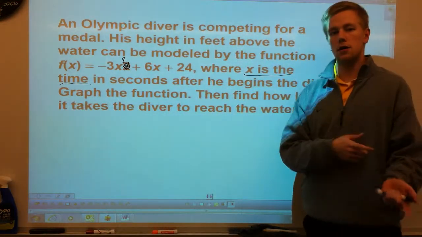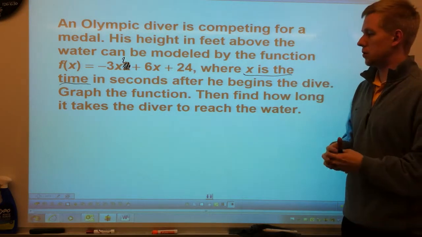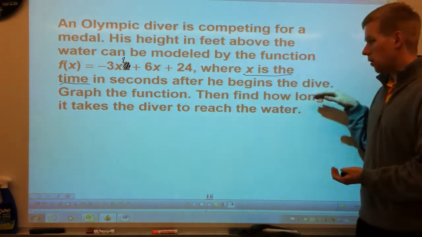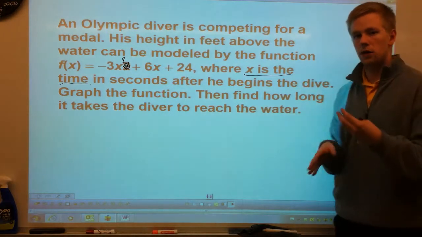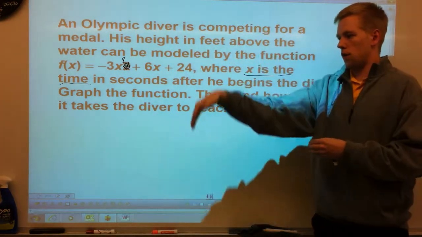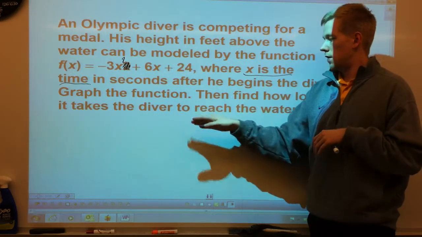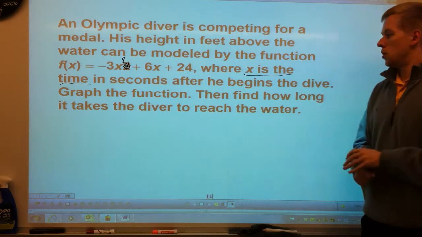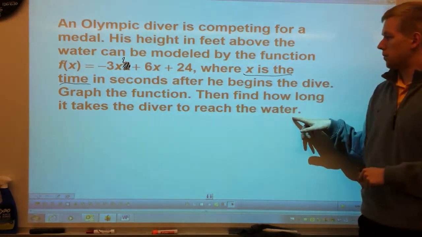This is going back to yesterday's notes. I'm letting you see a word problem. We're kind of easing you into it. It's going to be using yesterday's notes to find how long it takes the diver to reach the water. So now you've seen what it means for the quadratic function on a graph, and maybe you can have a visual of the parabola it's going to make without using a calculator. You're going to find how long it takes the diver to reach the water.